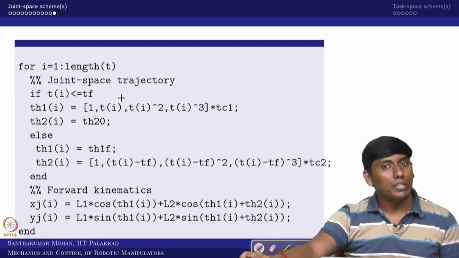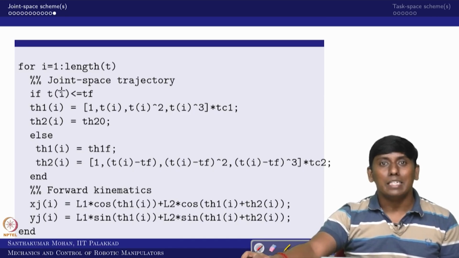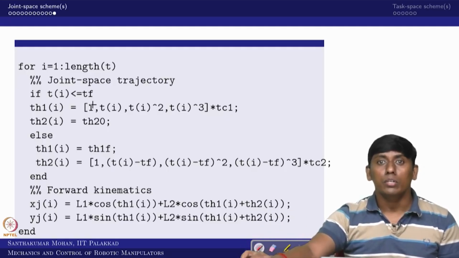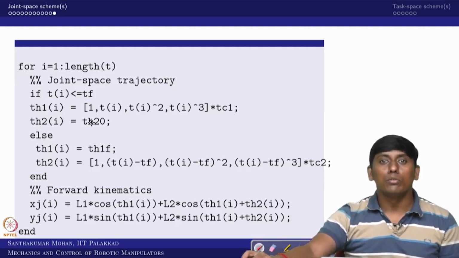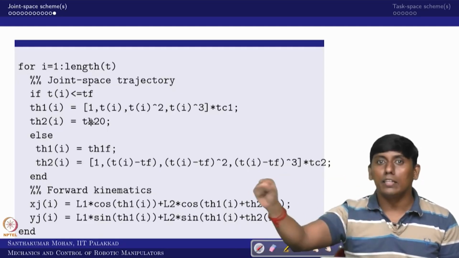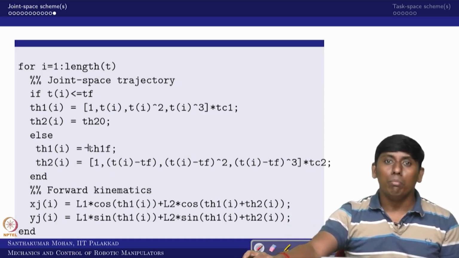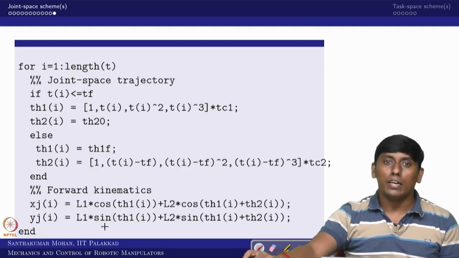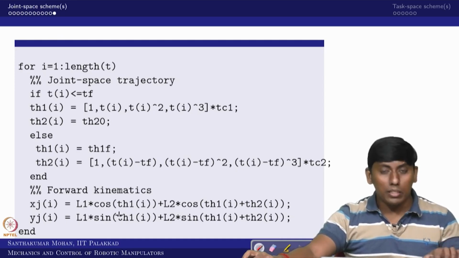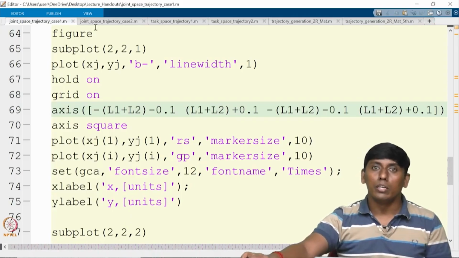So in that sense the coefficient calculation is the same, but the T goes from 0 to TF. Here TF is the total duration divided by 2. So that would be generated. Correspondingly theta 2 would stay at its initial value. Then in the second loop, the final value would be maintained for theta 1 and theta 2 would move as a cubic polynomial. Now the same way we have done the forward kinematics just to plot, and now we will see the same thing in the MATLAB window, which will be clearer.